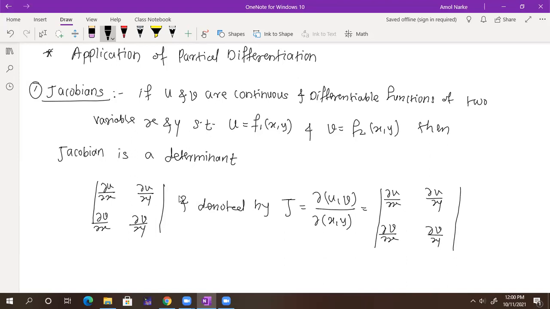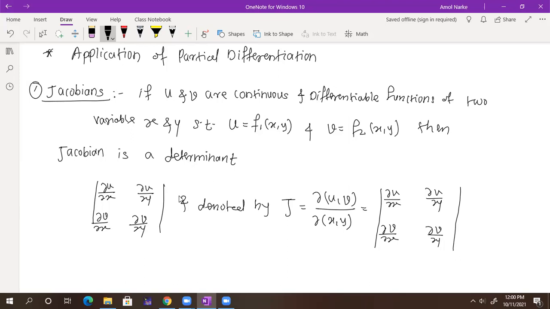You know how to find the partial derivative of u with respect to x, and of u with respect to y. So you can easily find these, and after that you need to find the determinant of this. So once you find the determinant, that value is denoted by J, and that J stands for Jacobian. So this is what we have as the Jacobian.